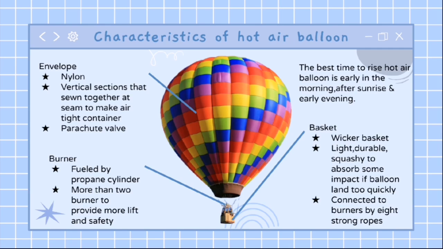Next are the characteristics of a hot air balloon. First is the envelope, or the airship fabric. It is made with nylon, which is light, durable, and strong. The vertical sections are sewn together at the seams to make an airtight container to prevent air leaking. It also has a parachute valve at the top of the balloon. The opening at the bottom is reinforced with a skirt made from fireproof material to prevent burning and melting.